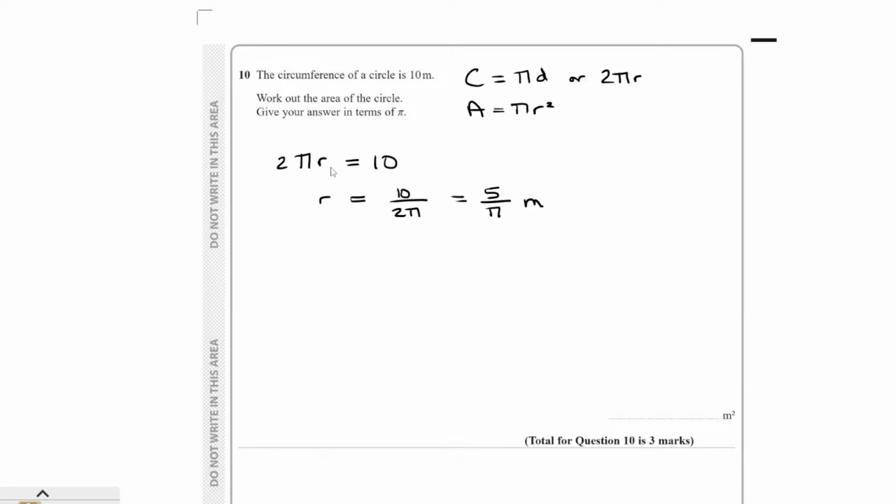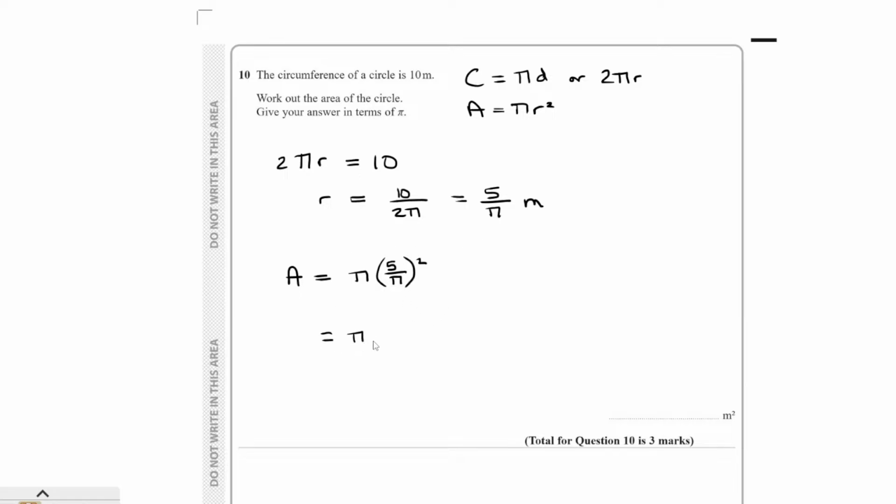Now, if you did pi d, work out the diameter, and then just remember at the end you'd have to half that answer. Okay, so just consider that. Then we can now go on to the area, actually working out what we want to know. We want to know the area. So the area is pi, and then the radius squared, which here I've got as 5 over pi, and then all of that squared.